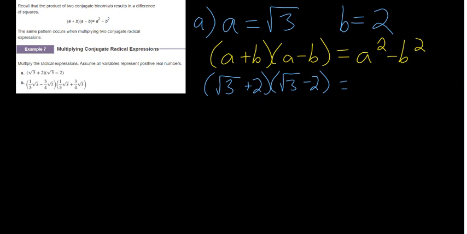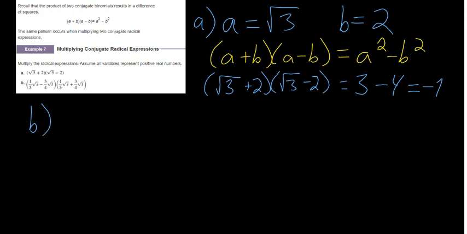What is a squared? What is the square root of 3 squared? That's just going to be 3. And what is 2 squared? So 3 minus 4, and then 3 minus 4 is indeed equal to negative 1. I think that's good. Isn't that a genius idea, to write that formula underneath it? All right, so let's move to B.